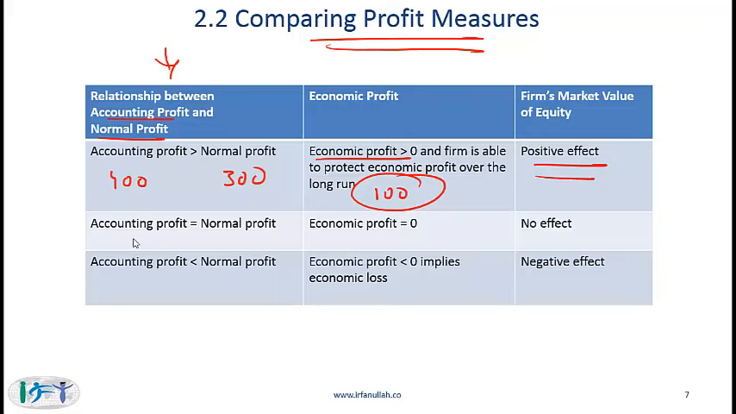Another scenario is where the accounting profit is equal to the normal profit. Here the economic profit is 0 and no value is being added. And the final scenario is where the accounting profit is less than the normal profit. Here we have a negative economic profit. That means that economically speaking, we are suffering losses, and that will have a negative impact on the firm's market value.